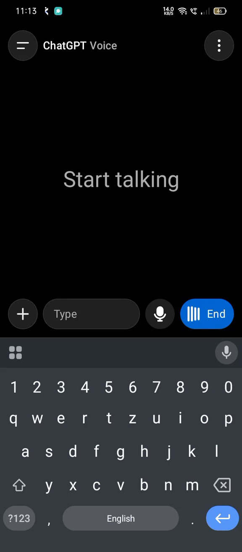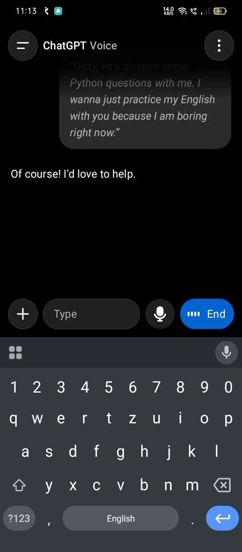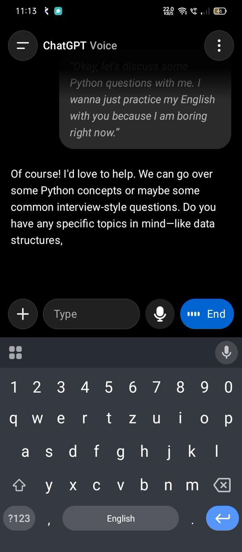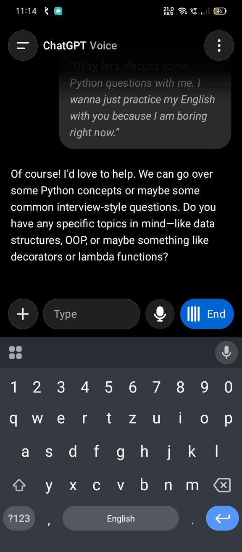Okay, let's discuss some Python questions with me. I just wanna practice my English with you because I'm bored right now. Of course, I'd love to help. We can go over some Python concepts or maybe some common interview style questions. Do you have any specific topics in mind, like data structures, OOP, or maybe something like decorators or lambda functions?